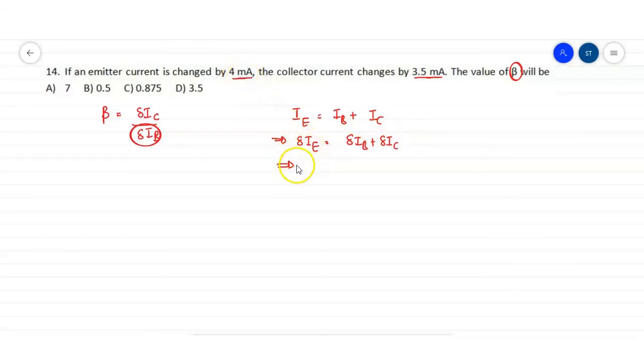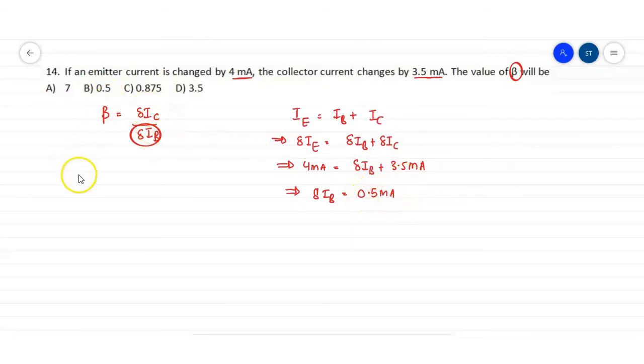Change in emitter current is given as 4 milliampere, and we have to calculate here the change in base current, and collector current is given as 3.5 milliampere. So base current will be 4 minus 3.5, which will be 0.5 milliampere. So here change in base current will be equal to 0.5 milliampere.